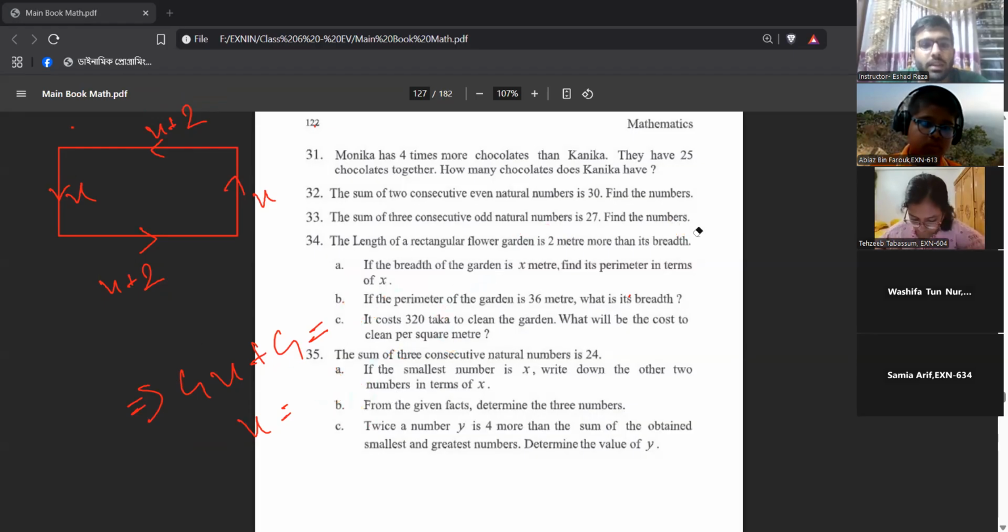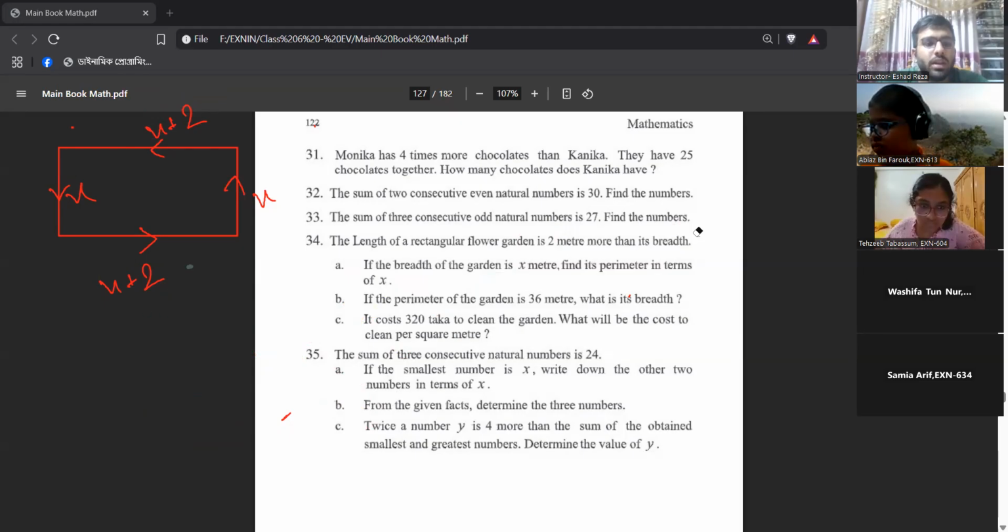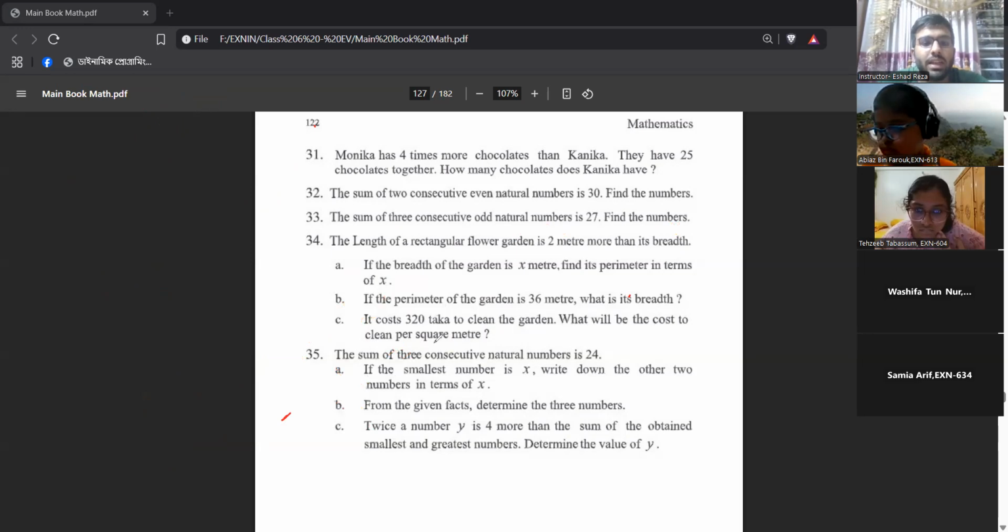Now, next. It costs 310 taka to clean the garden. What will be the cost to clean per square meter? Okay. What does square meter mean?